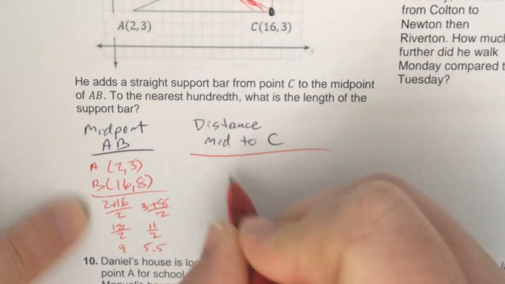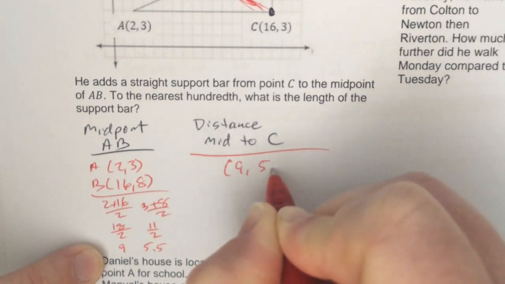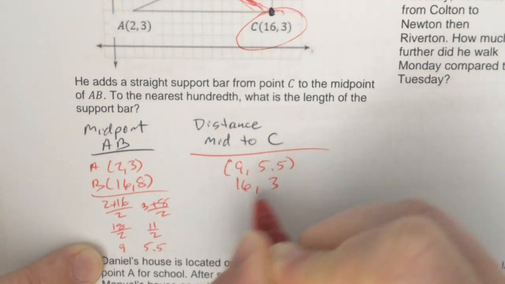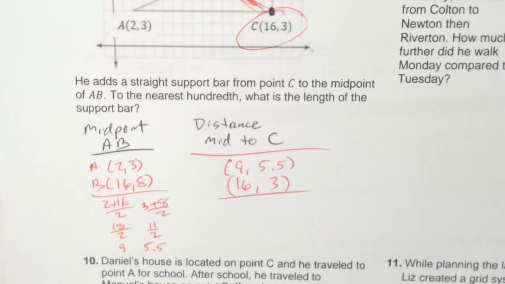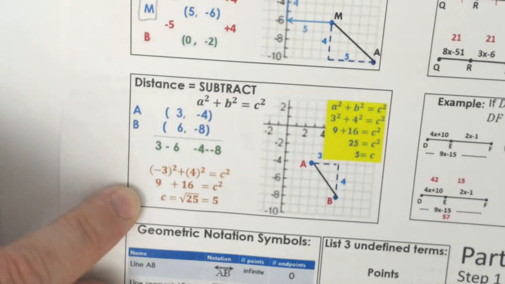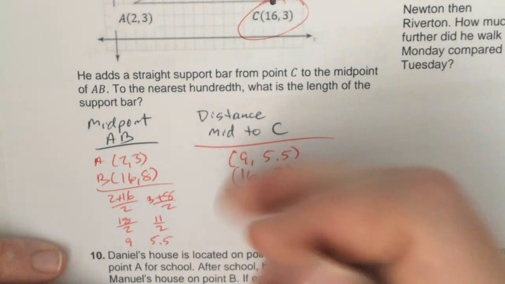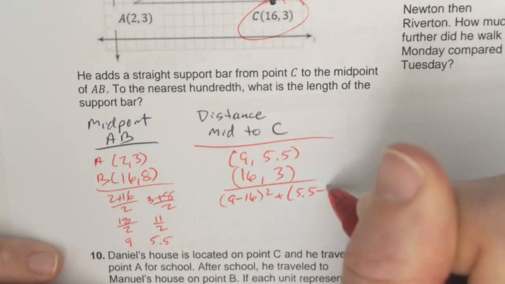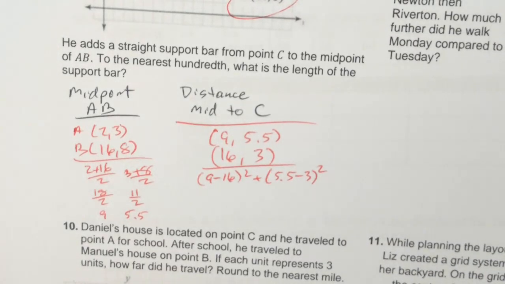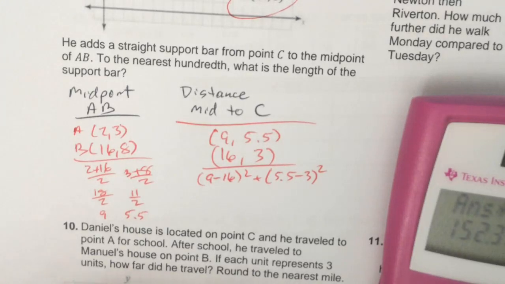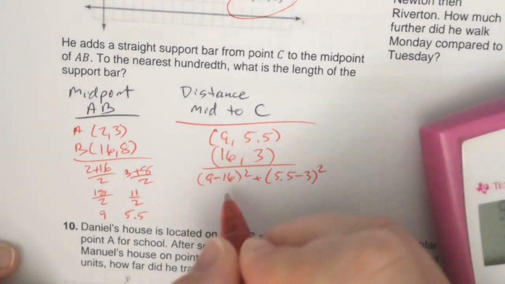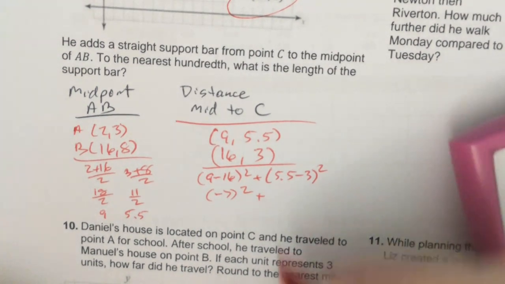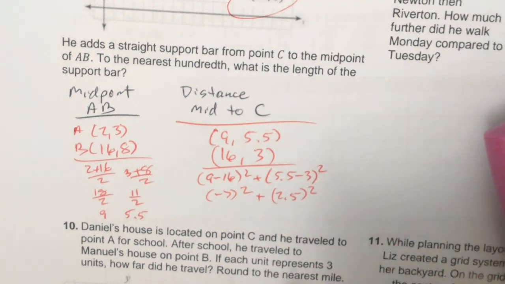So the distance from the midpoint, which we said was 9, 5.5, and C, which they already gave to us, which is 16, 3. And I want to find the distance. Now, distance is you subtract them and you use the Pythagorean theorem. All right, so let's do that. So 9 minus 16, and 5.5 minus 3, Pythagorean theorem. So 9 minus 16, you get negative 7 squared plus 5.5 minus 3, you get 2.5. All that's squared.